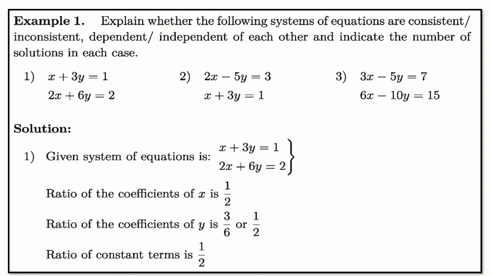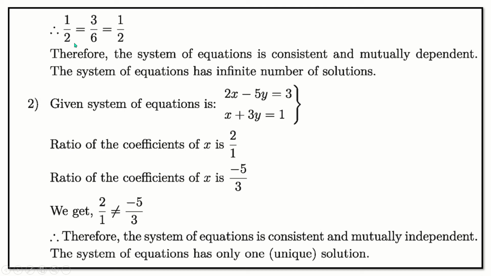So we can see what? Consistent, mutually dependent, and infinite solutions are present. That means the second condition will be applicable for number one. Follow next. That means these are equal. From the table, the second condition is applied here. The system of equations is consistent, mutually dependent, and an infinite number of solutions are present.